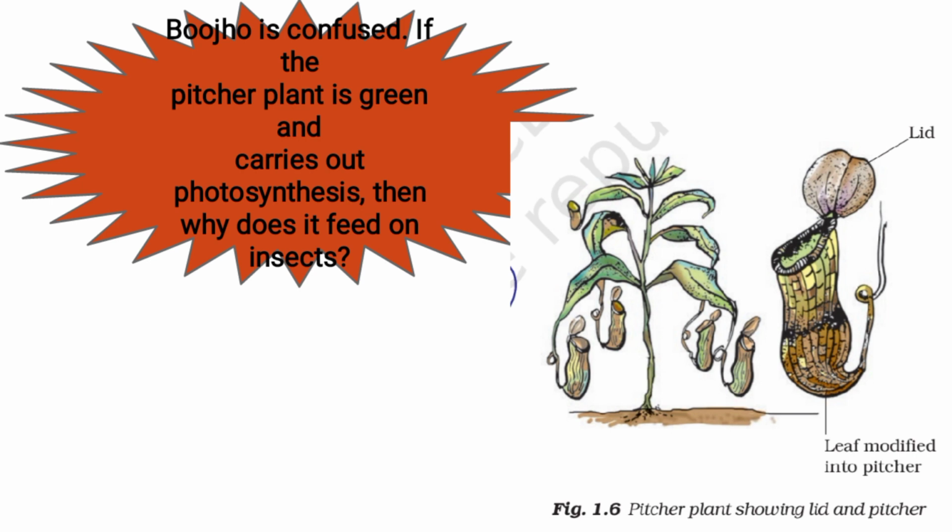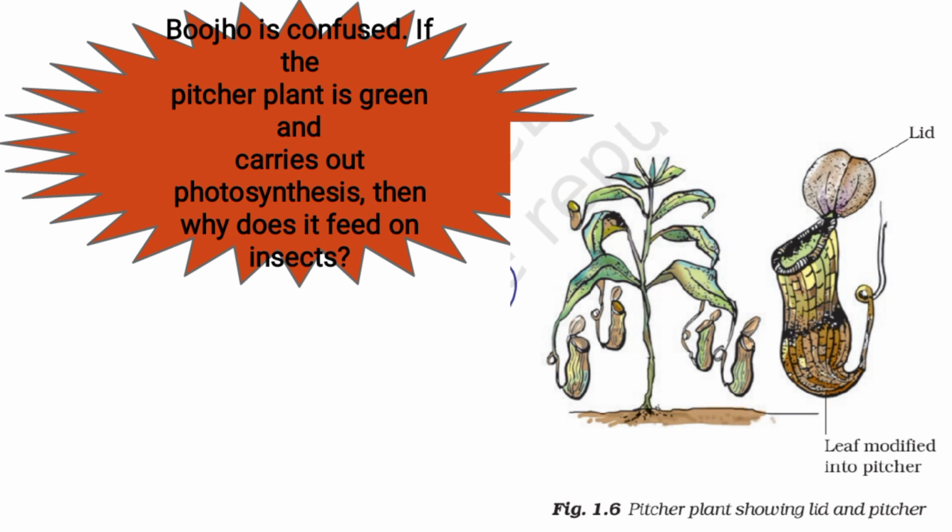Since this plant is not getting complete nutrients from the soil, it is trapping the insect to get those insufficient nutrients and withdraw them from the insect.